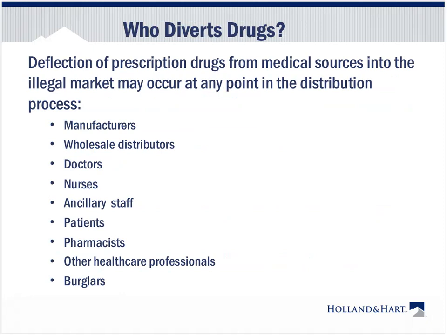Who diverts drugs? You may have a stereotype or a thought in your mind of who that might be, but frankly, the deflection of prescription drugs from medical sources into the market may occur at any point in the distribution process, starting with manufacturers who may do counterfeiting or illegal sales, wholesale distributors, obviously doctors, nurses, other staff like technicians, voluntary staff at the hospital, maintenance, housekeeping, patients divert drugs, pharmacists, that's a pretty logical one, other healthcare professionals, and then all the way to the end of the chain, burglars who get prescription drugs illegally.